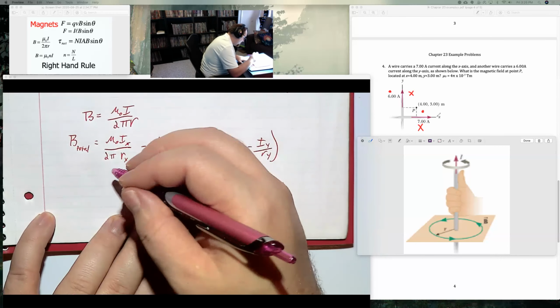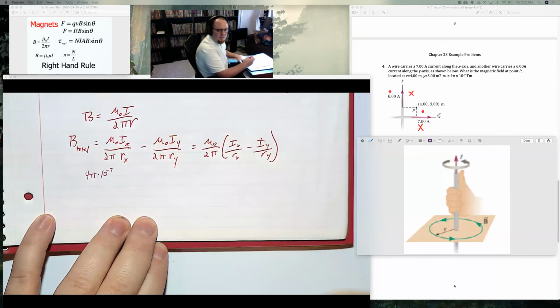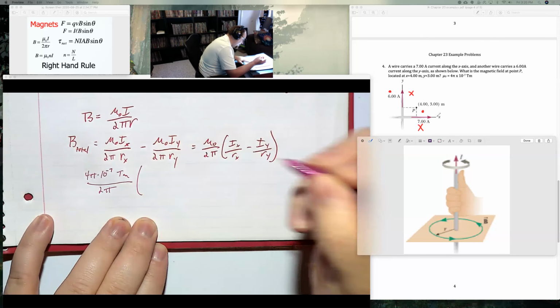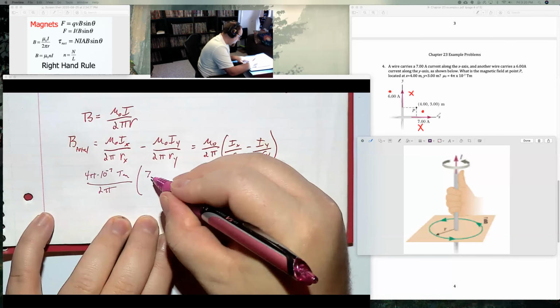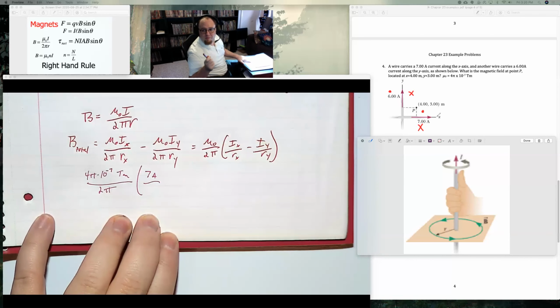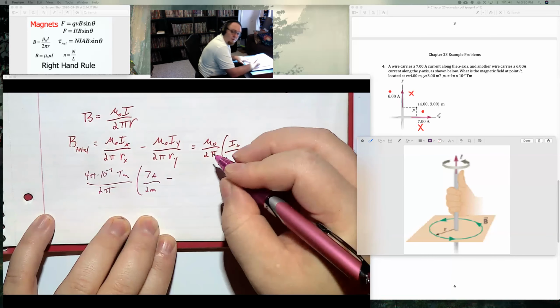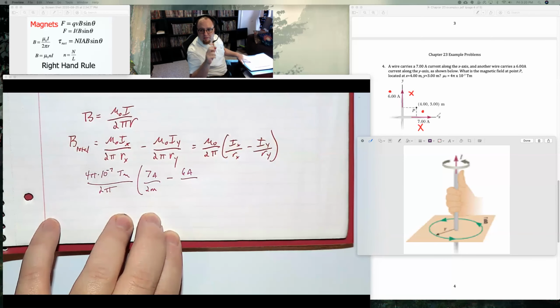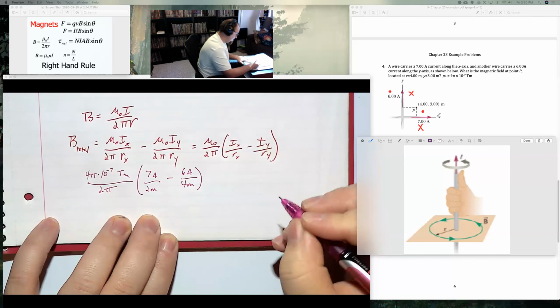And plugging in some numbers, I have 4 pi times 10 to the negative 7 Tesla meters over 2 pi times Ix, which is 7 amps, and the distance from there to the point is 3 meters, minus the other one, 6 amps, where the distance from that wire to the point is 4 meters.